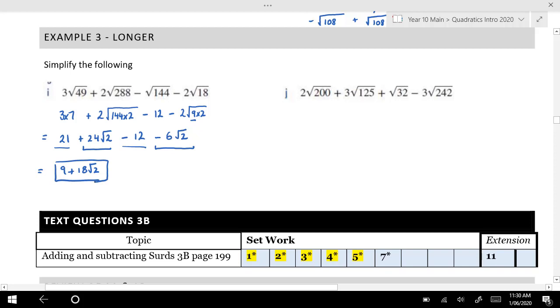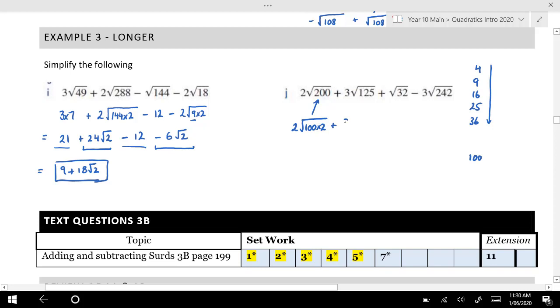Let's do the one on the right to finish. What's the highest perfect square? When you're thinking about these, you've got to think about what is the biggest perfect square, whether it be 4, 9, 16, 25, 36, and so on, which is the highest number which goes into each of these? Well, we'll go all the way down to 10 squared is 100. So that's going to be the same as 2 times 100 times 2.